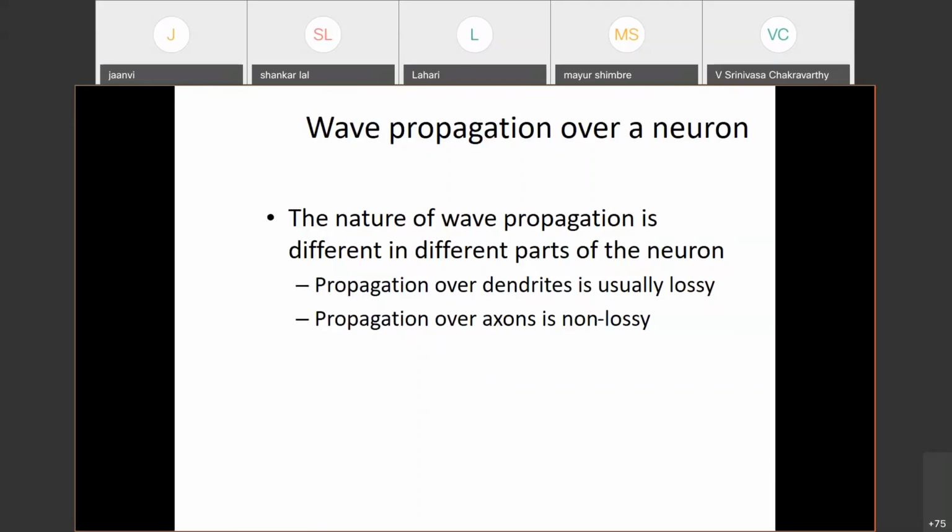Okay, so the nature of this wave propagation also varies depending upon which part of the neuron you're talking about. Typically, again, there are no absolute rules in biology. There are always exceptions. But on a dendrite, the propagation is lossy. That means as the wave propagates, the amplitude of the wave keeps shrinking and the wave keeps spreading in time. Whereas propagation on axons is non-lossy.